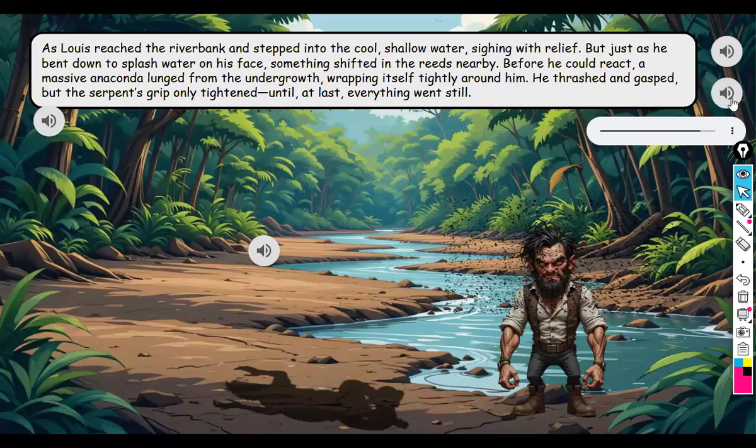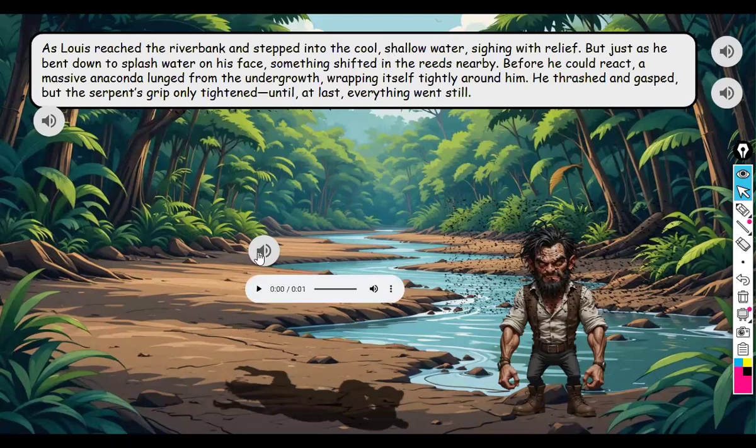As Lewis reached the riverbank and stepped into the cool, shallow water, sighing with relief. But just as he bent down to splash water on his face, something shifted in the reeds nearby. Before he could react, a massive anaconda lunged from the undergrowth, wrapping itself tightly around him. He thrashed and gasped, but the serpent's grip only tightened until, at last, everything went still.